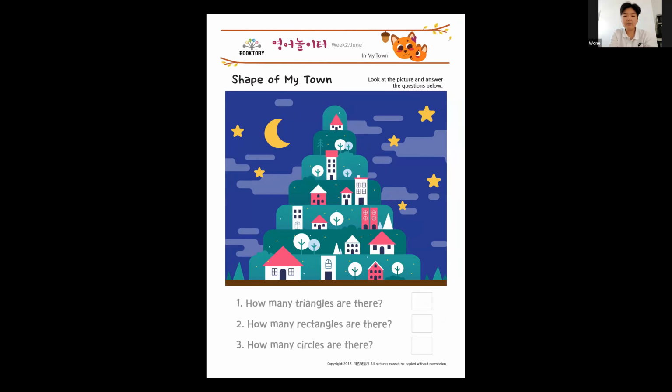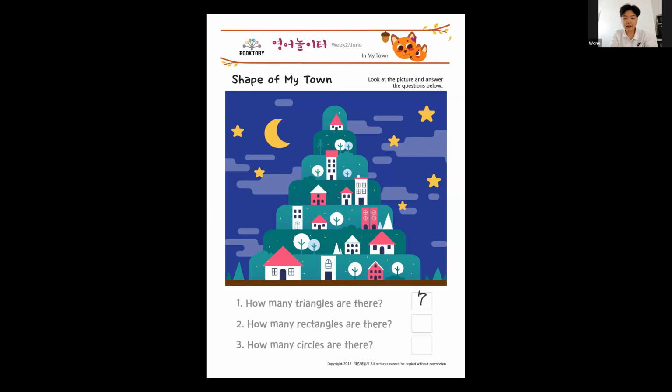Shape of my town. So in this town, there are many, many shapes. We're going to look for them and count them and write it down. So number one, how many triangles are there? If I see and count 1, 2, 3, 4, 5, 6, 7. This is not exactly a triangle, so I'm not going to put that down. It looks like there are 7 triangles.